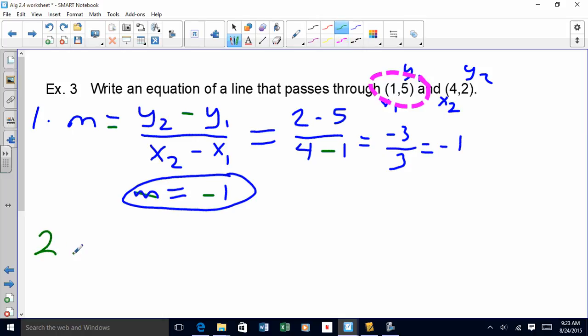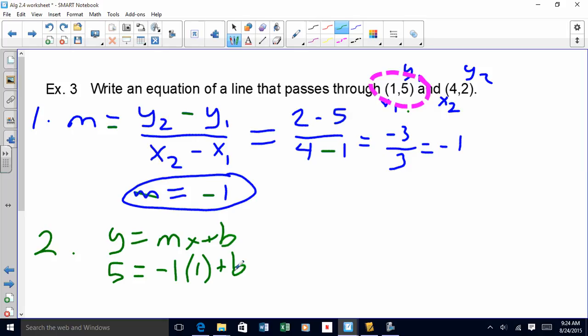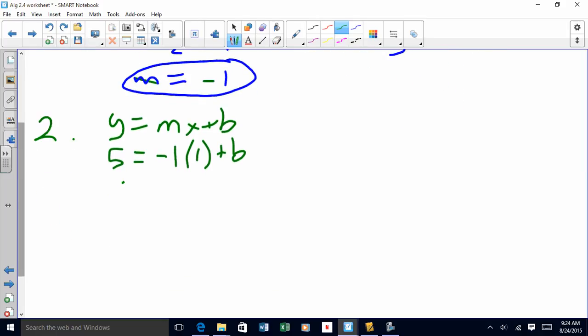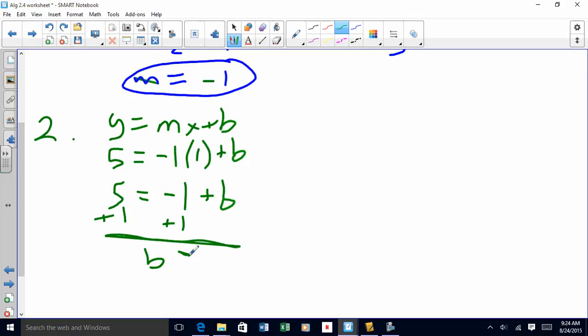So step 2, we're going to find b. I'm going to write my slope-intercept form, y equals mx plus b, and let's start substituting. If I picked that point, I would put 5 in for y, the negative 1 in for m, 1 in for x, and we'd have b there. And if I continue, obviously 1 times negative 1 is negative 1, and then add the 1 over. So b is equal to 6.